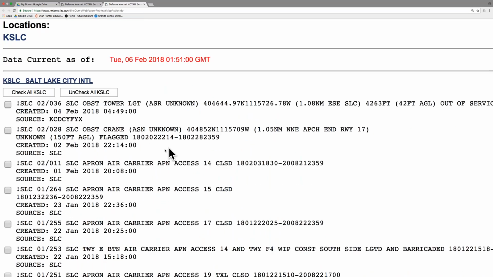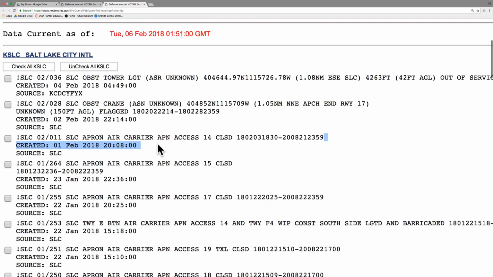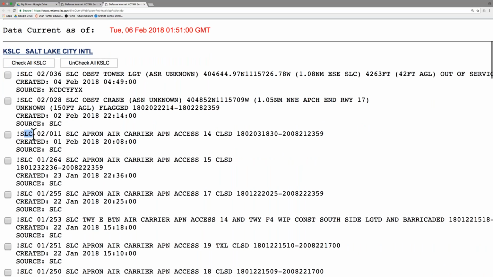So we can kind of divide our NOTAMs up into sections. This is the same one that you were just reading. So what this is telling us is this is the location. So this is Salt Lake City Airport, right? And then this is the affected area, okay? So this is only affecting the Salt Lake City Airport.